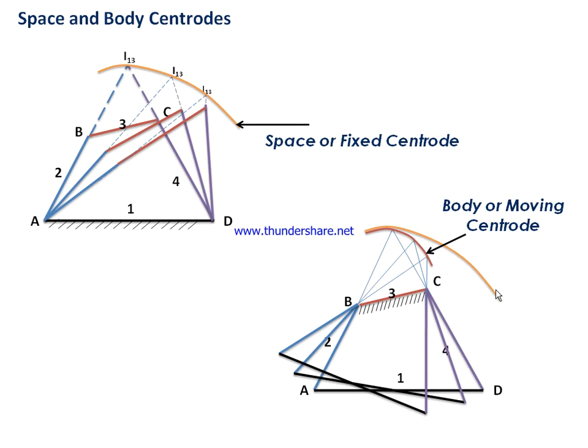Now this is the space centroid or the fixed centroid. As I have discussed already, this body centroid, or the moving centroid, rolls without slipping on this space or the fixed centroid. This is fixed and this is moving. This moves; it is not fixed.